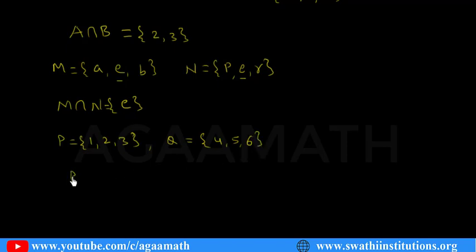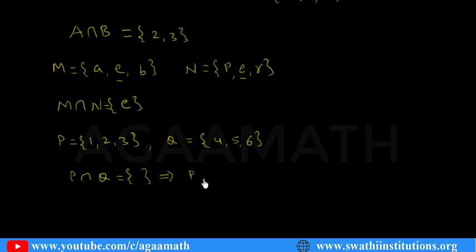Now what is P intersection Q? Intersection means what? This is the symbolic representation of intersection. Intersection means we need common elements from both the sets. If you observe set P and set Q, do we have anything in common? No, right? When there is no element, it is nothing, that is the empty set. Empty set.